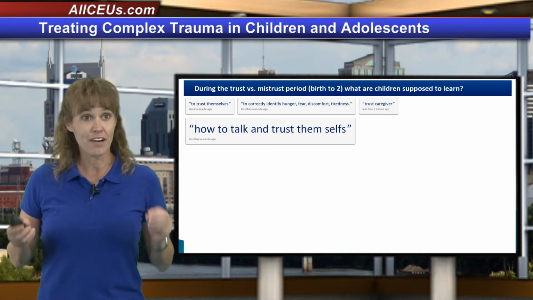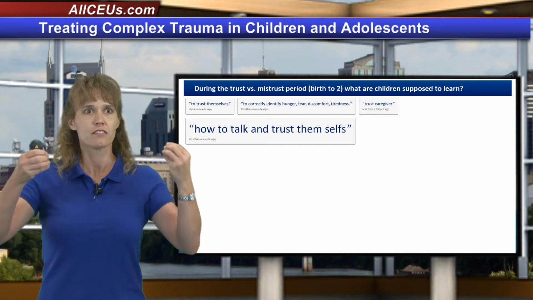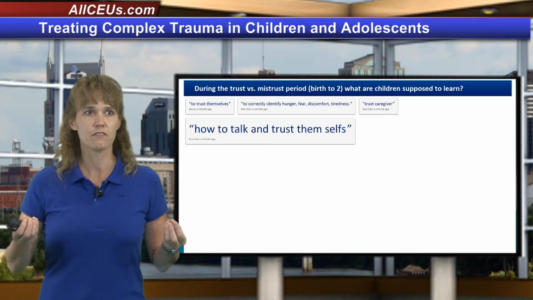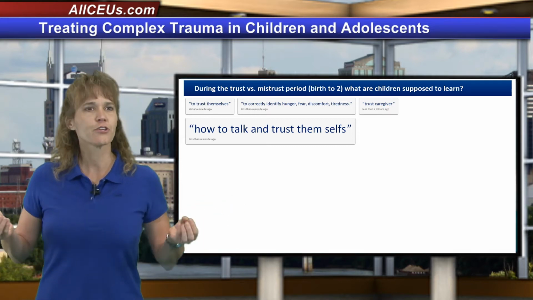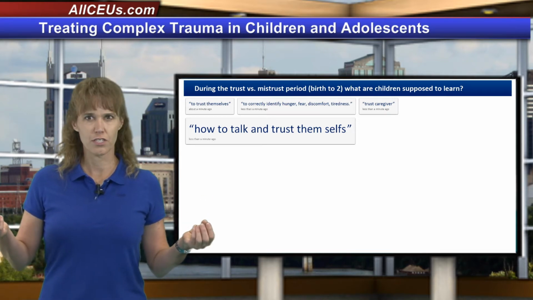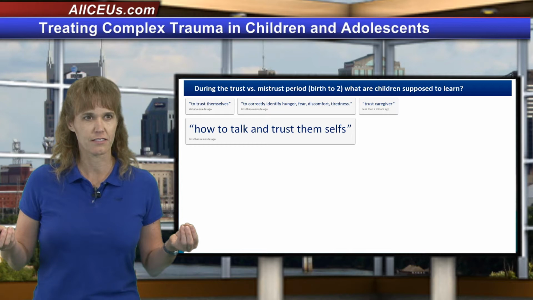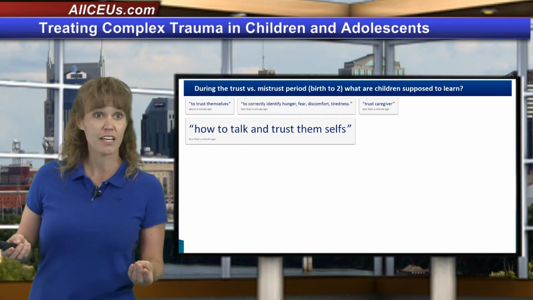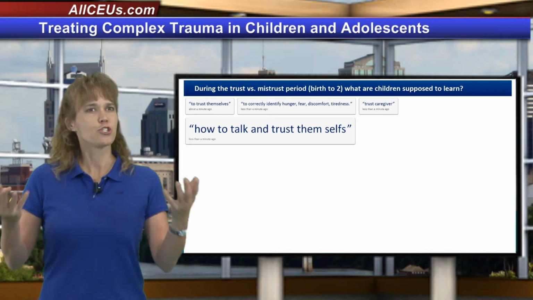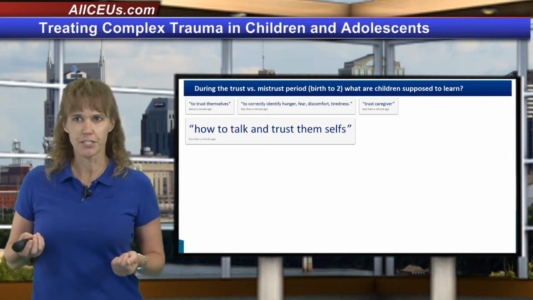In some of these environments, children learn to use the word angry or exhausted for everything. Or they learn words that aren't even feelings, like, I feel stupid. Well, stupid's not a feeling. Embarrassed, ashamed, guilty, those are feelings. Tell me what stupid looks like, or what does that mean to you?